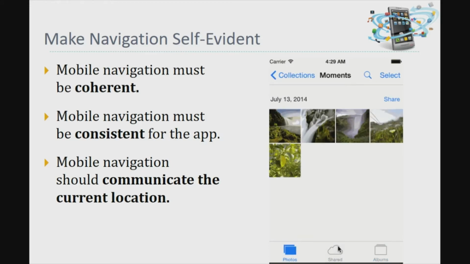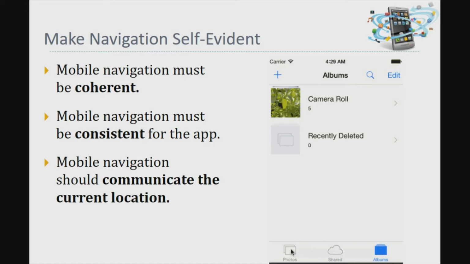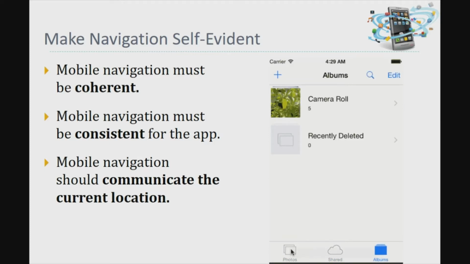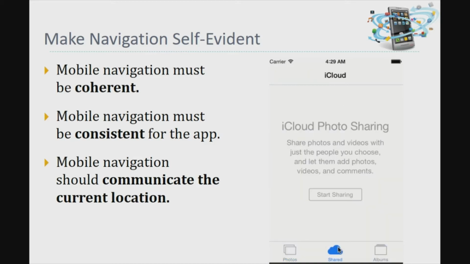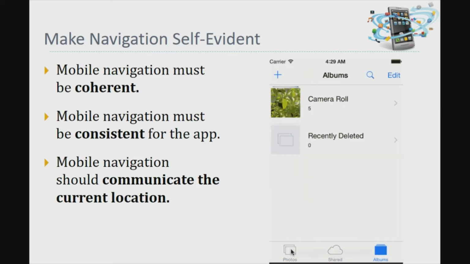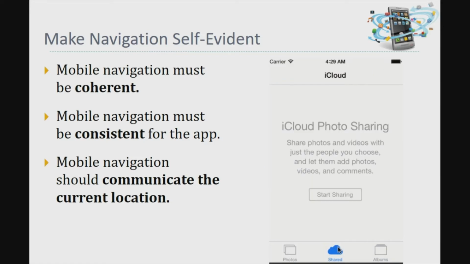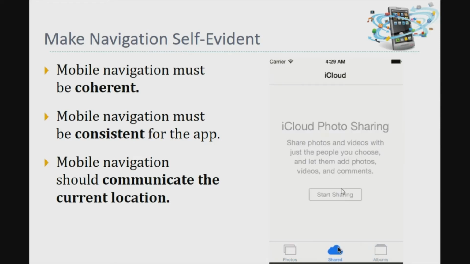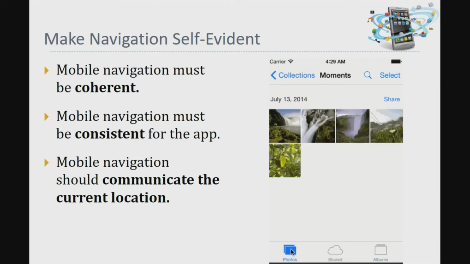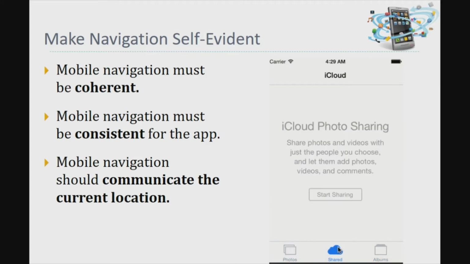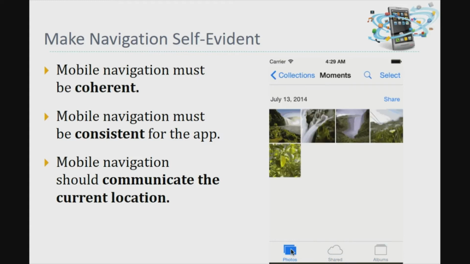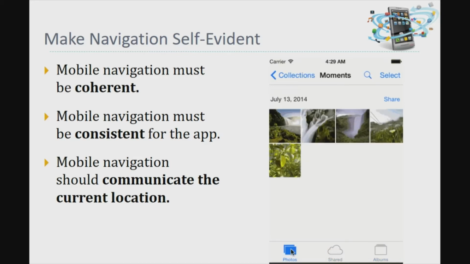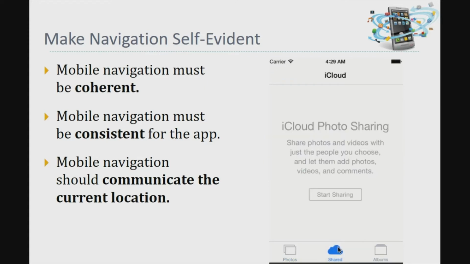Okay, the next part is about the navigation. Make navigation self-evident. So mobile navigation must be coherent, consistent, and communicate the current location. Okay, this is an example of the navigation. So that means when the user looks at your interface, they already know where to go and what to do, and it must be consistent, so the user will not be confused and will not have to search around when they want to use your mobile application.